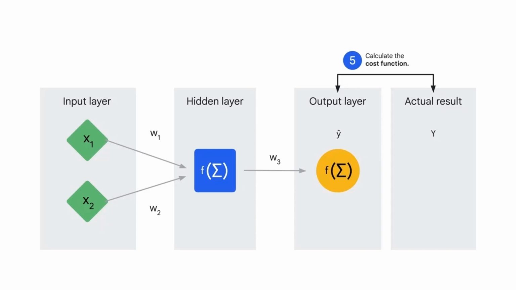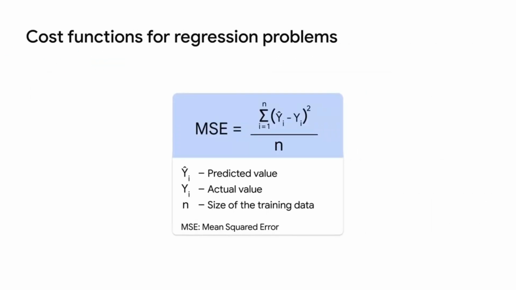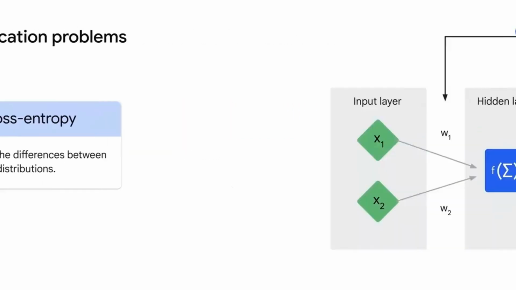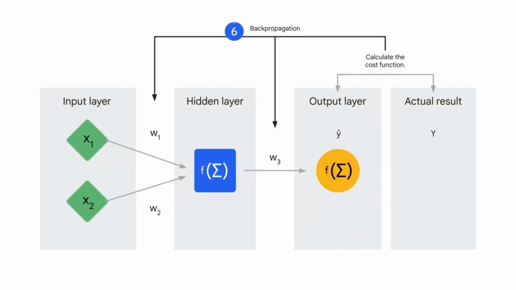If the difference is significant, the neural network knows that it did a bad job in predicting and must go back to learn more and adjust parameters. Many different cost functions are used in practice. For regression problems, mean squared error, or MSE, is a common one used in linear regression models. MSE equals the average of the sum of squared differences between y hat and y. For classification problems, cross-entropy is typically used to measure the difference between the predicted and actual probability distributions in logistic regression models. If the difference between predicted and actual results is significant, you must go back to adjust weights and biases to minimize the cost function.